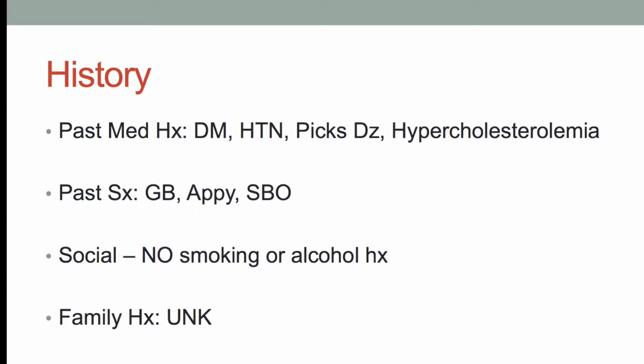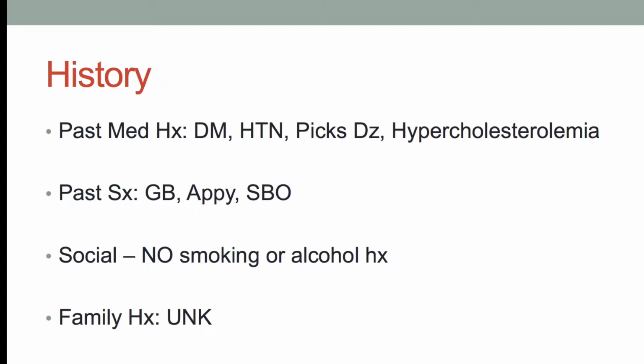So, looking through this patient's nursing home records, his past medical history is diabetes, hypertension, Pick's disease, which is just an advanced form of dementia, and hypercholesterolemia. Past surgical history, the patient had a cholecystectomy, appendectomy, and a small bowel obstruction. Social history, no smoking or alcohol history that you can find, and family history is otherwise unknown.